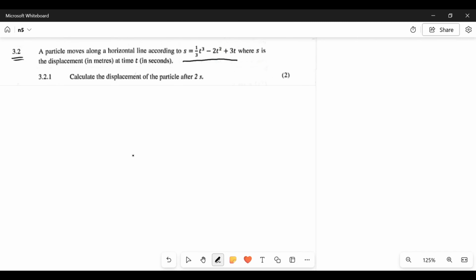Now this part here is what you call rate of change. So basically what you're going to do here is use this formula to answer the questions that follow.